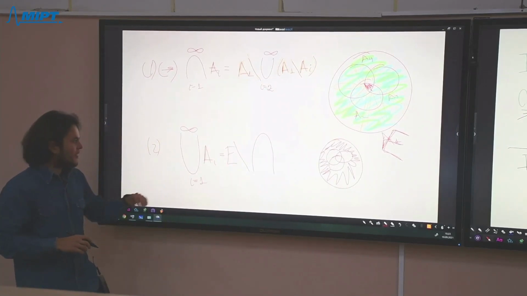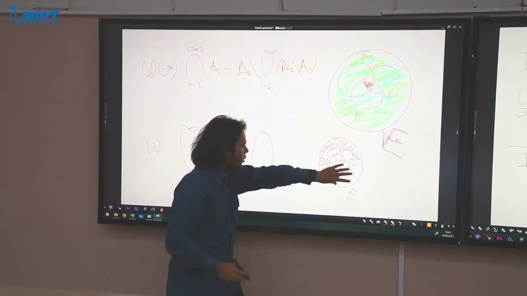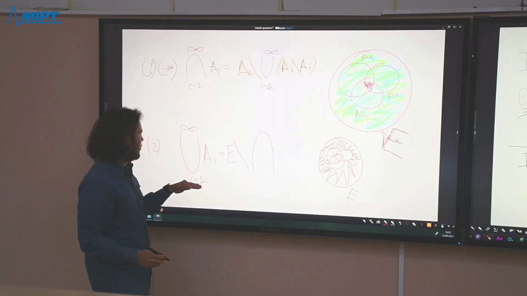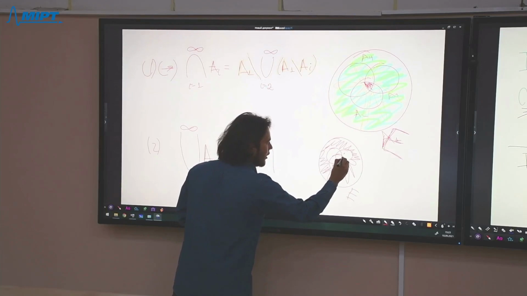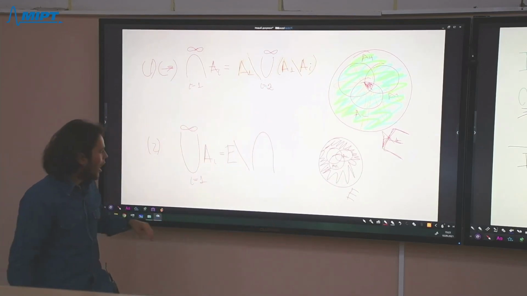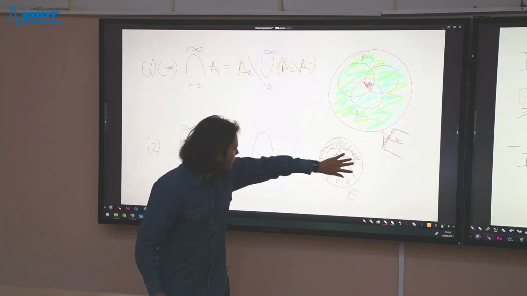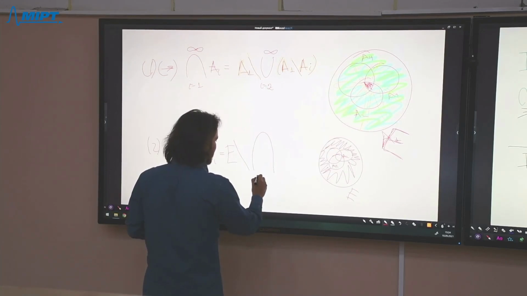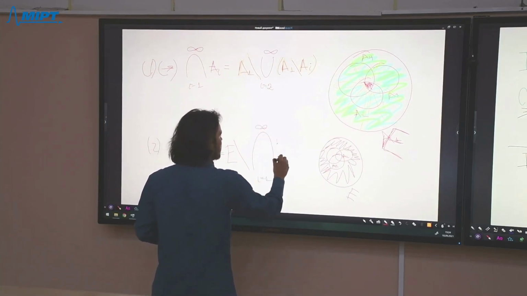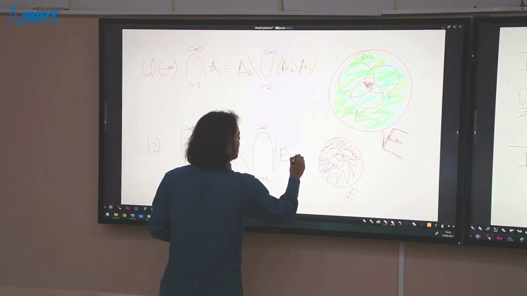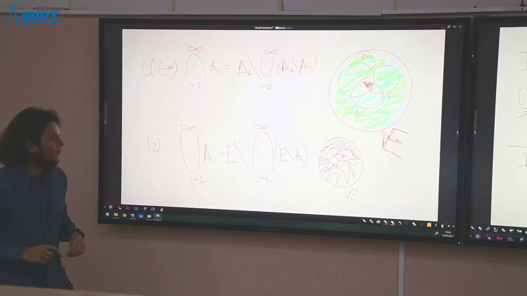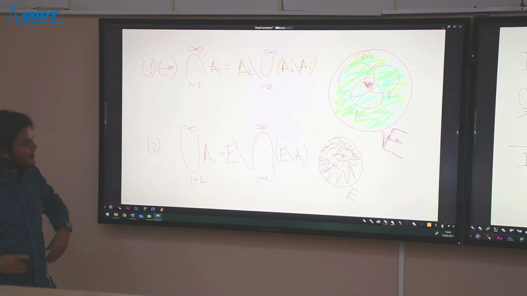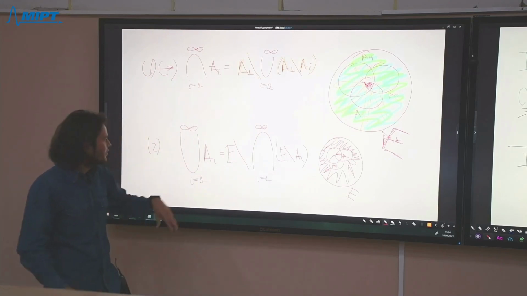If I take out from E all of this, then I will get the union of A1, A2, and so on, right? So how do we get all of this? Well, the same is in the intersection here from A1 to infinity of E minus Ai. So from E, we take out something. We take the intersection of all of it. We'll get this and then this.